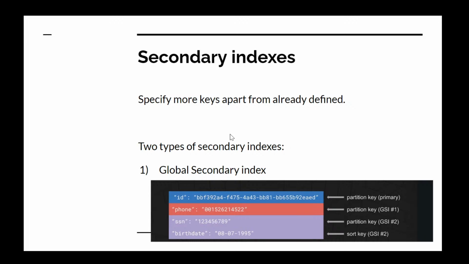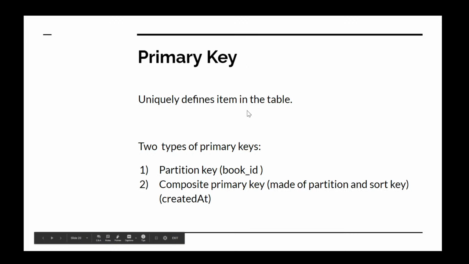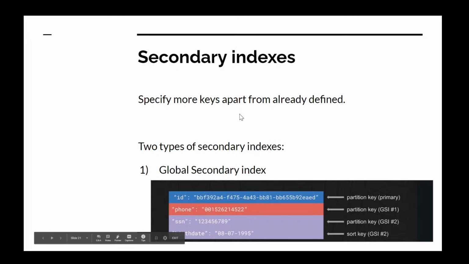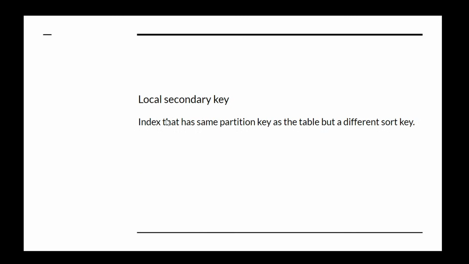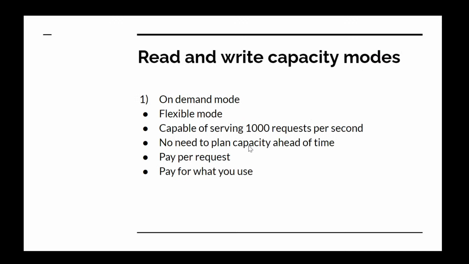So the global secondary index basically consists of other keys apart from the partition and composite keys. You can define around 20 global secondary indexes in your database, which can be used for querying. So let's say birth date. You can make the birth date a global secondary index and then query through the users that are above a certain age, social security number, etc. And the local secondary index is basically the same partition key, but with a different sort key.